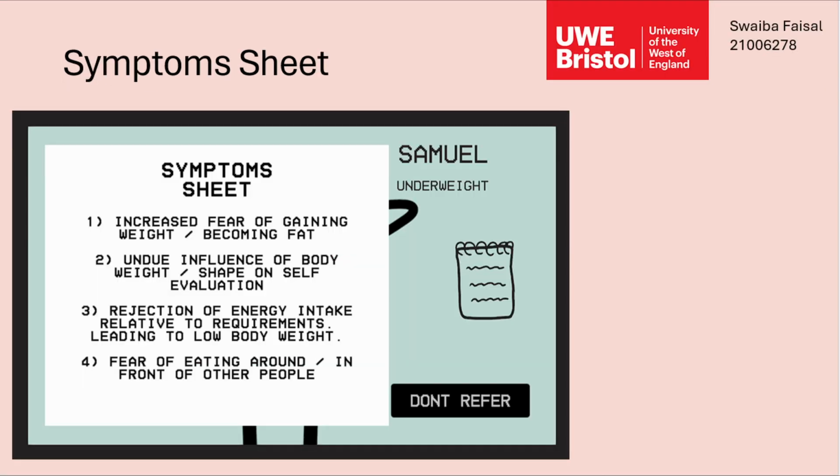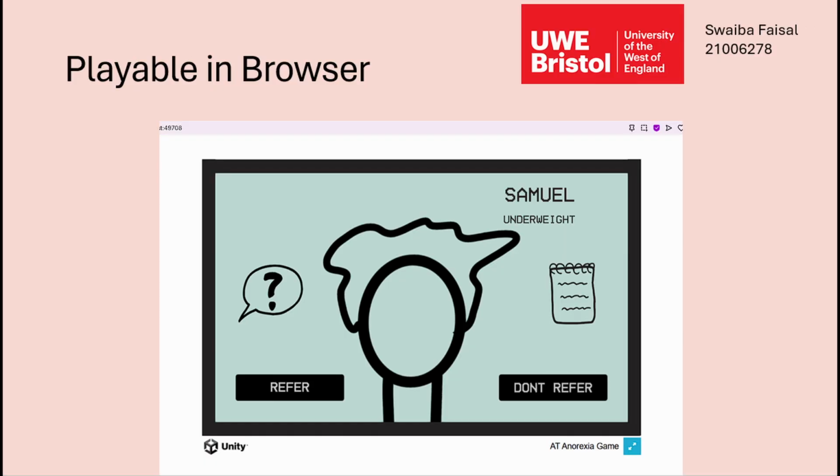The information in the symptom sheet is taken directly from the DSM-5 TR criteria, which is the latest iteration of the DSM-5. The game has been designed and developed to be played in your browser. This is to maximize accessibility, which in turn helps to raise more awareness for these symptoms.